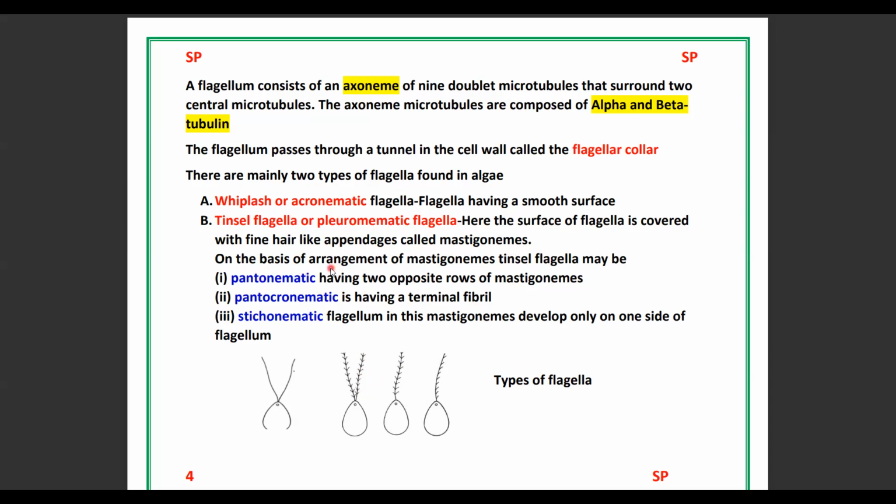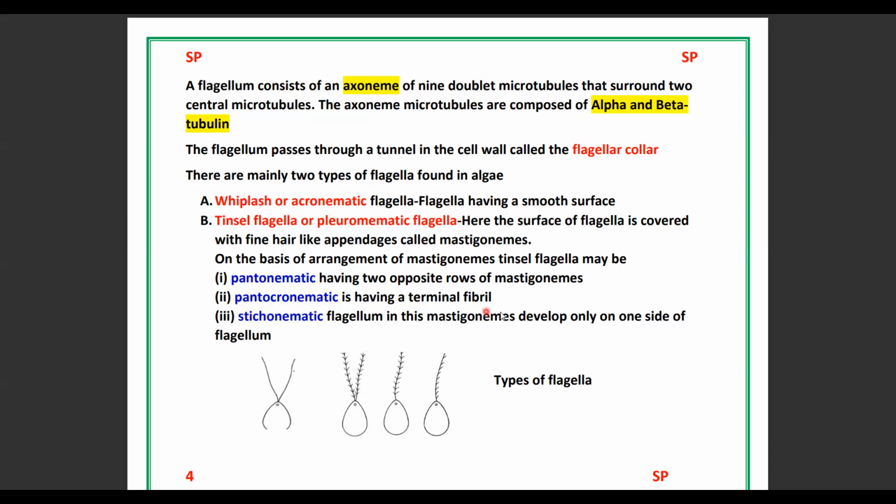On the basis of the arrangement of mastigonemes, tinsel flagella may be pantonematic, pantacronematic, and stichonematic. The first one is pantonematic. These flagella have two opposite rows of mastigonemes. If you see in this picture, the hair-like appendages on the flagellum are known as mastigonemes. The mastigonemes are arranged in opposite rows, so hair-like appendages are seen on both sides of the flagellum. They are called pantonematic.